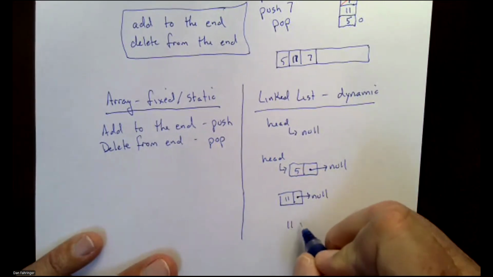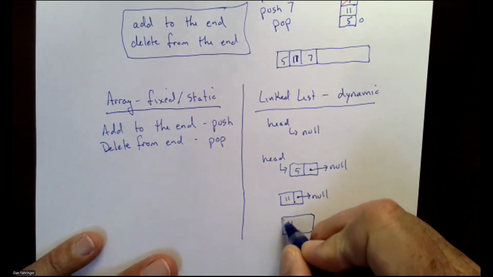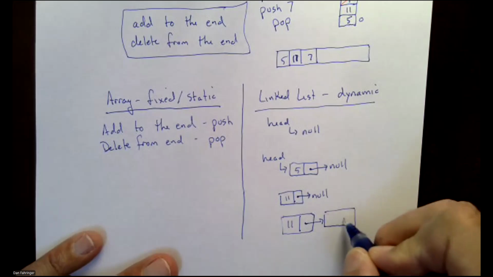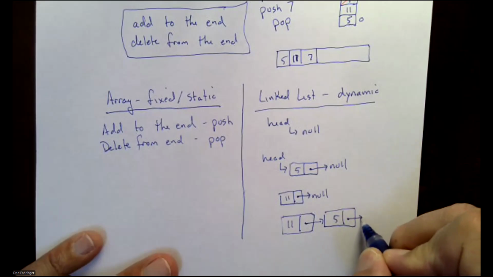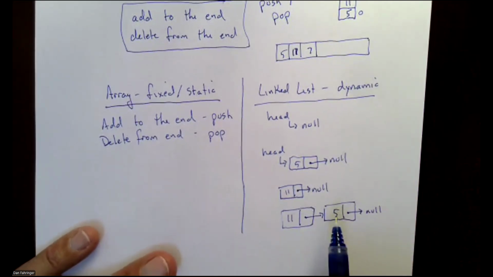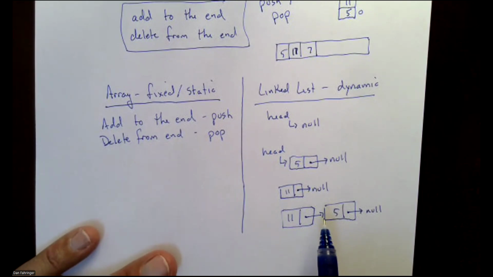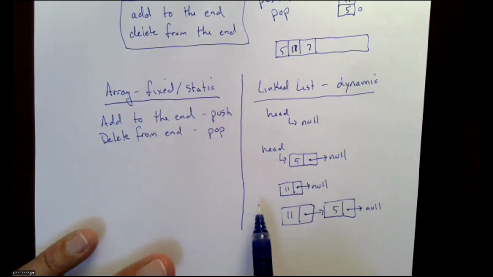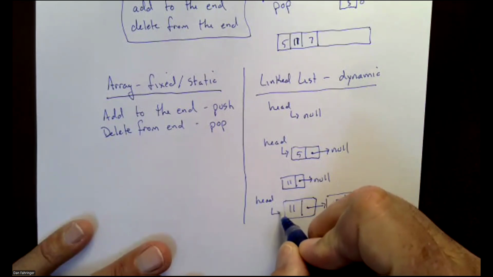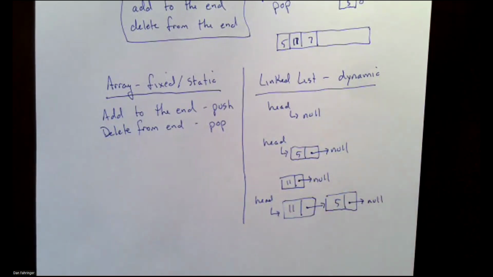So now I have something that looks like 11 points to what head pointed to, which was 5. I'm building code as I do this, right? Once I do that, what's the last thing I'd have to do? Update it so that the head is pointing to 11. Yeah, head now gets the value of new node. Oh man, I should have written that down, right?